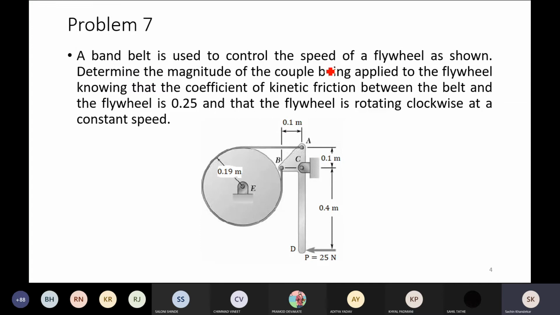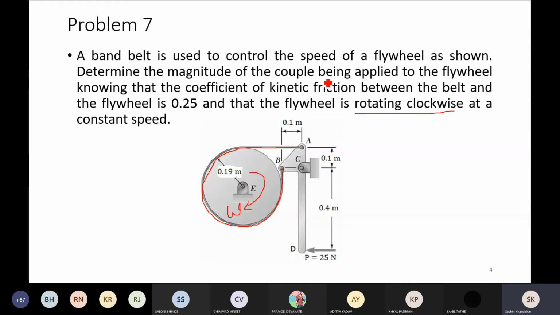A band belt is used to control the speed of a flywheel as shown in this figure. Okay, yesterday I told you, this is a flywheel basically. This circular one is a drum which is rotating in clockwise direction. So this is the direction of rotation, omega, say suppose. Before applying the brakes onto this rotating wheel, the wheel was rotating with constant angular velocity omega. So this is the belt which is wrapped around this particular flywheel as shown in this figure.